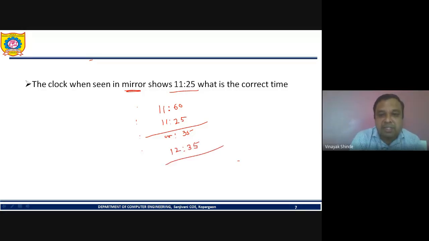See how simple it is. Within 2 to 3 seconds, you can find out the answer. If you don't know the logic to find the correct answer, it is difficult to get it. So this is the logic: subtract the given time from 11:60 and you'll get the correct answer. Go for next.